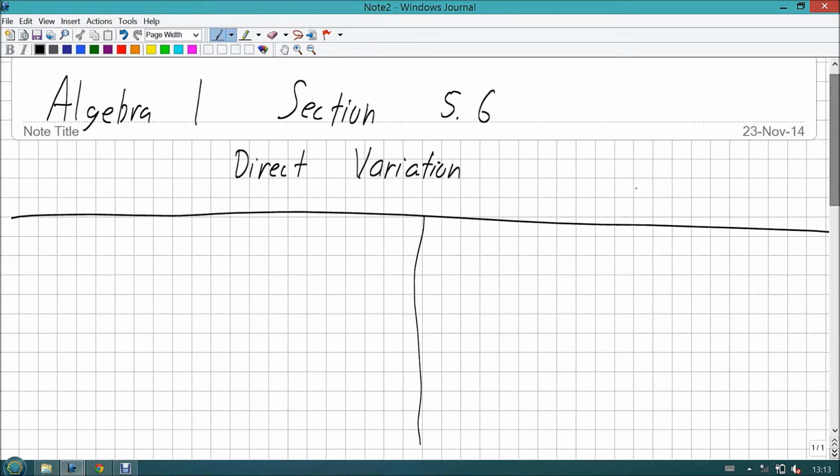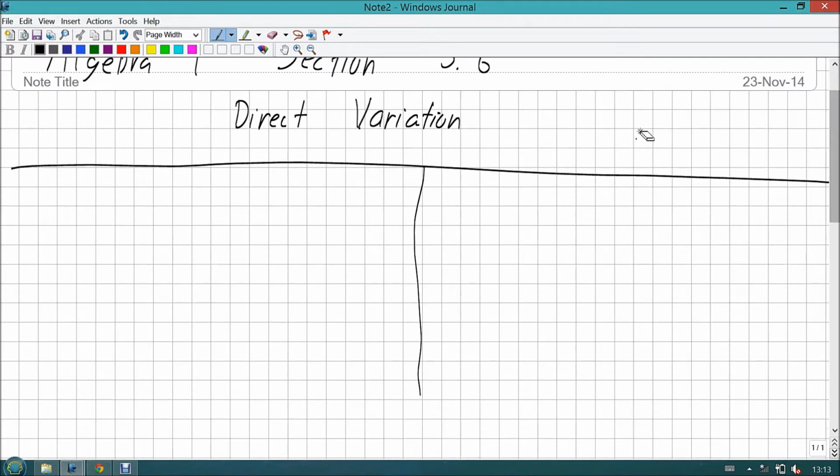Today we are going over section 5.6, Direct Variation. Now, direct variation is a special way to graph a line. It is a line where your y-intercept and your x-intercept are both at the same location, 0, 0. So let's start with our definition.